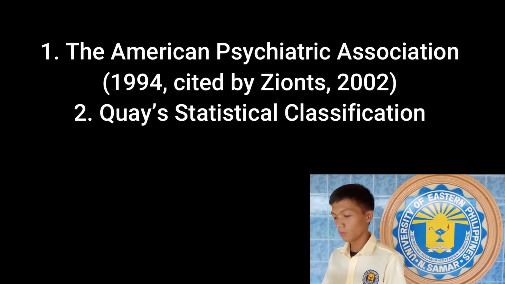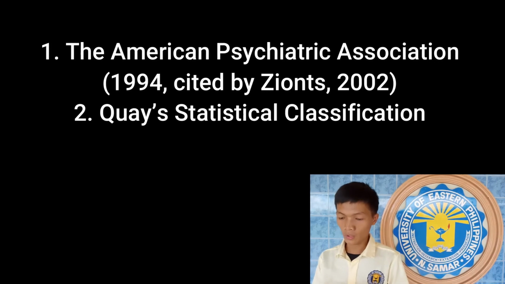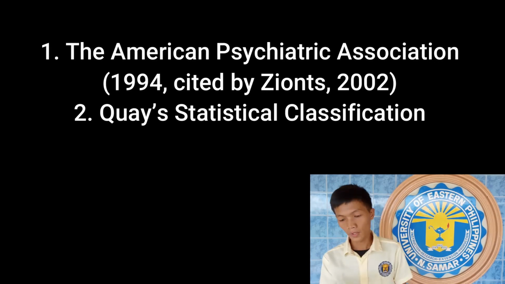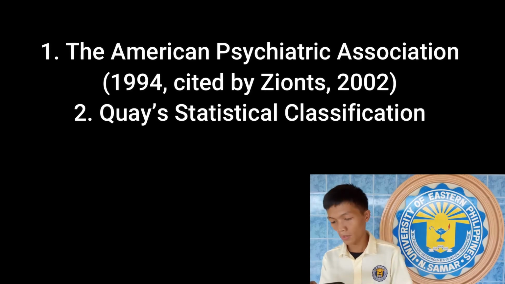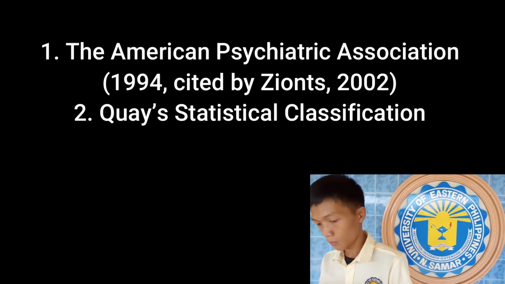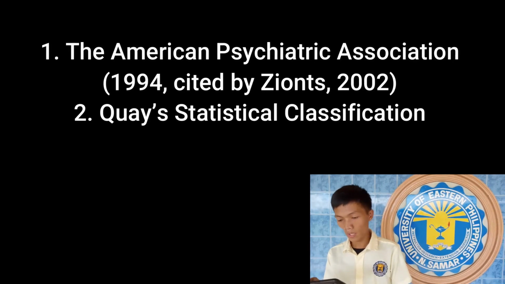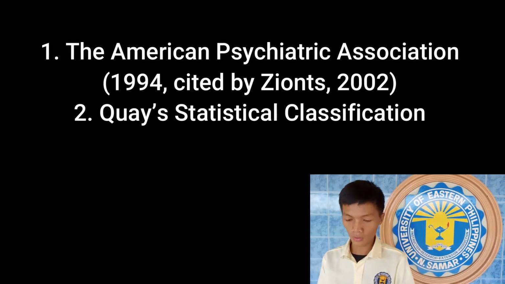So let's come now to the classification of emotional and behavioral disorders. We have two classifications of emotional disorder. The first one is the American Psychiatric Association, 1994, cited by Zoyne 2002. The second one is the statistical classification.